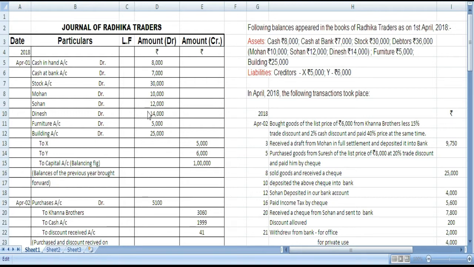So we have opened the journal of Radhika Traders with this format: date, particulars, LF, amount debit rupees, amount credit rupees. Now let us go to the question. In April 2018 the following transactions took place. So this is the year and the date for the transactions. Here are the various transactions that happened, and here is the amount for the transactions.